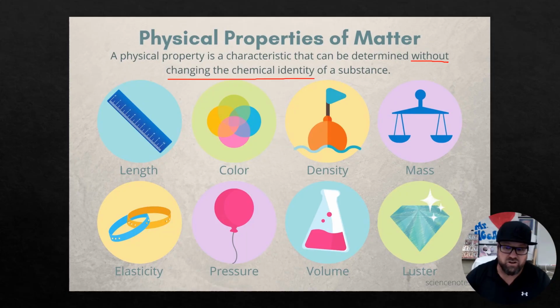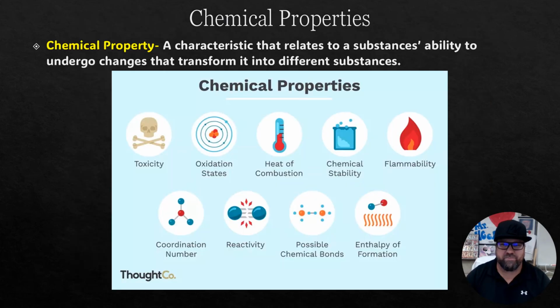Density, you can measure density of gold without turning gold into something else. Mass, elasticity, how stretchy it is. Pressure, volume, or luster. Luster is how shiny a material is. Okay, so these are all good examples to take down of physical properties of matter, which are properties that can be determined without changing the chemical identity of the substance.